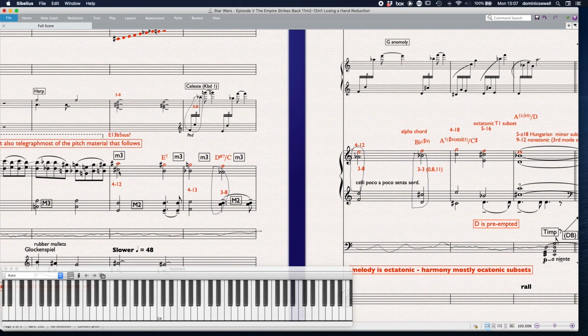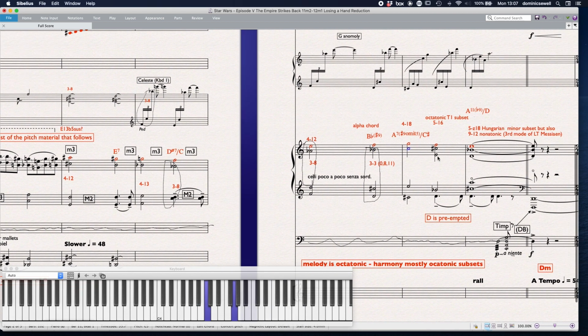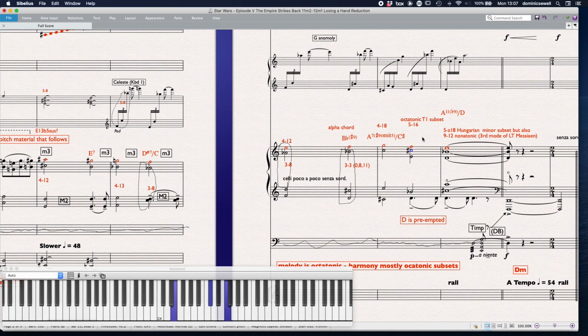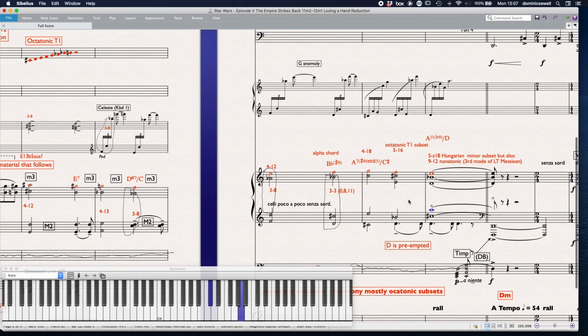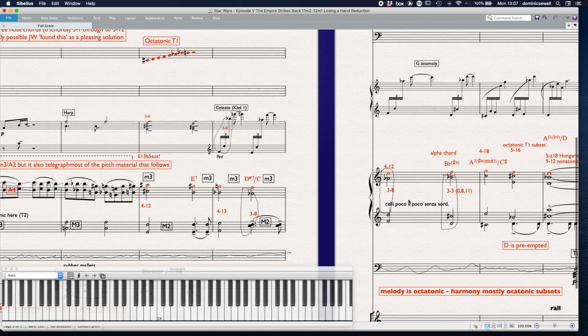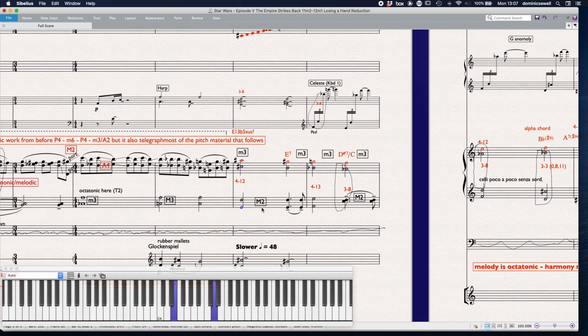So let's have a look at this second voice. And then it changes. So it's mostly octatonic, but not always. What about the third voice? That's all octatonic. That's an octatonic T0. What about the bottom voice?